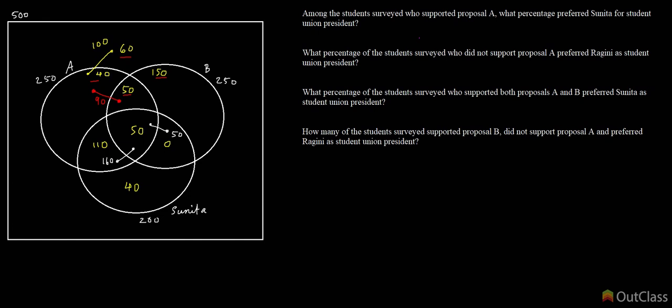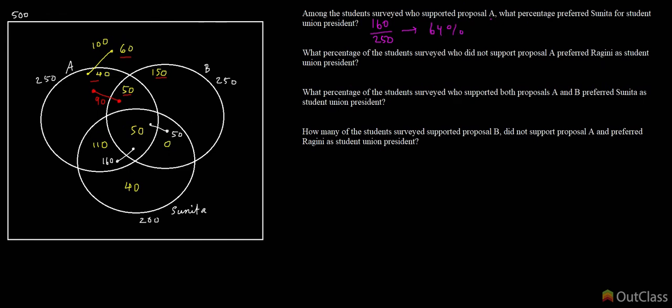So let's look at the questions. First one is, among the students surveyed who supported A, what percentage preferred Sunitha? So these are the 250 people who supported A, out of which 160 prefer Sunitha. So your answer is 160 upon 250, which is 64%.